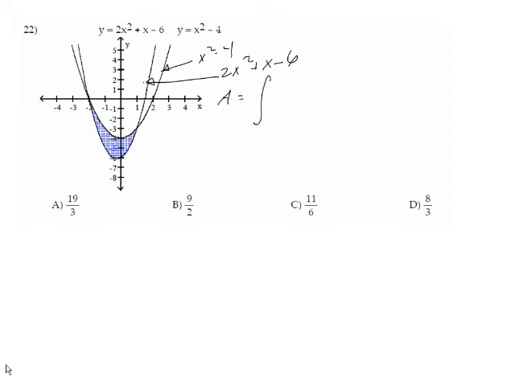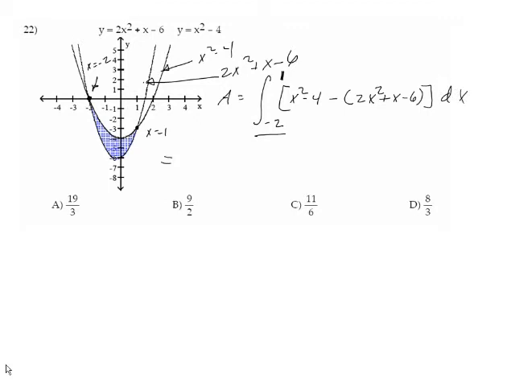is going to be equal to the integral from -2 to 1. And by the way, you need to find where these curves intersect, and you find out that they intersect at x equal 1 and x equal -2. That's why we want to go from -2 to 1 of the top function, which is x squared minus 4, minus the bottom function, which is 2x squared plus x minus 6 dx.